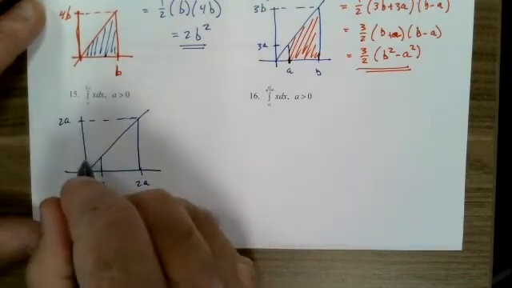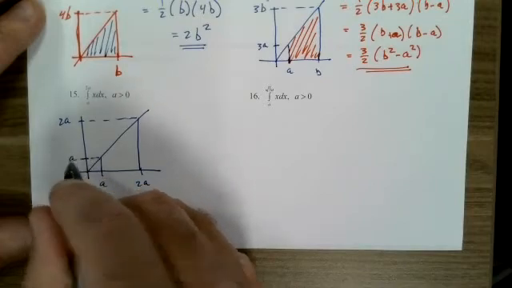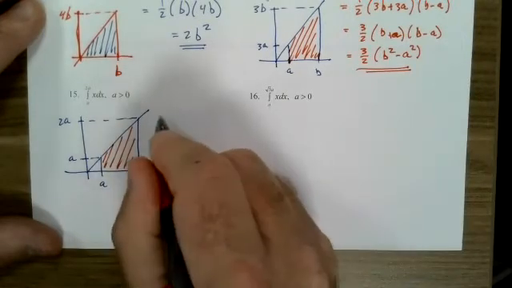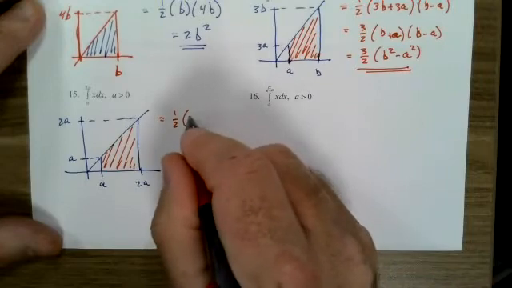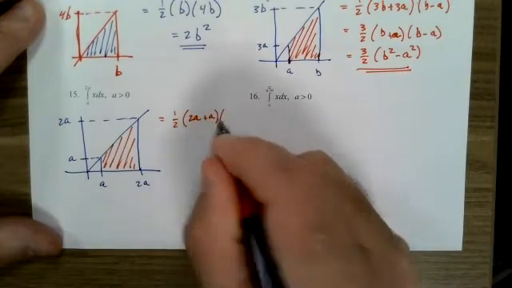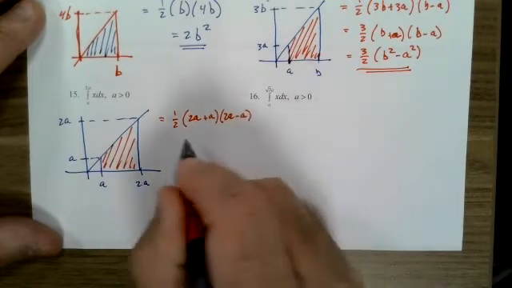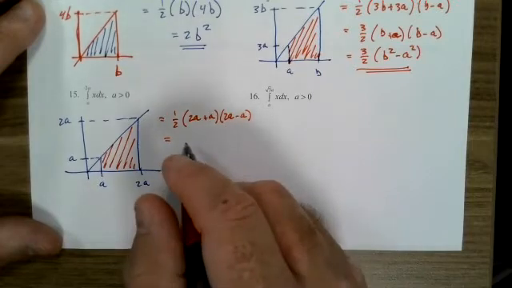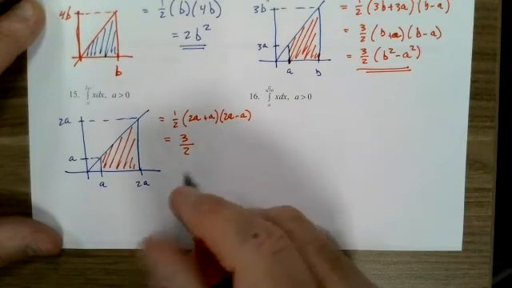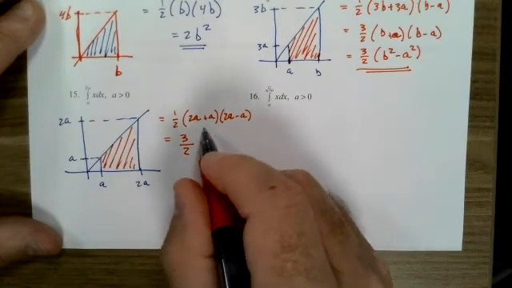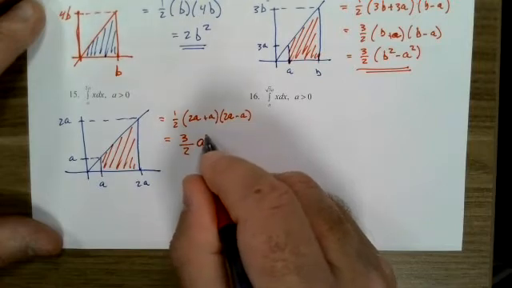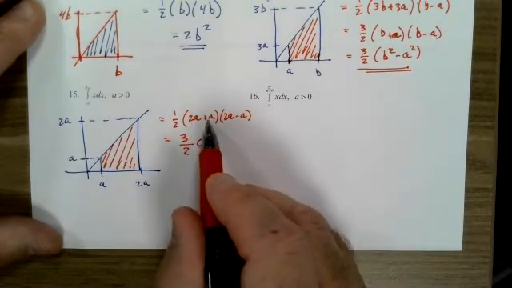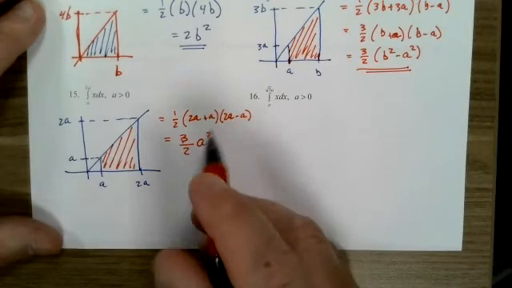Two a. 1/2. 2a plus a. 2a minus a. 3a times a. It's going to be 3/2. Didn't we just do this problem? 3/2. 2a plus a squared. Right. So 2a plus a is 3a, times a is 3a squared over 2.